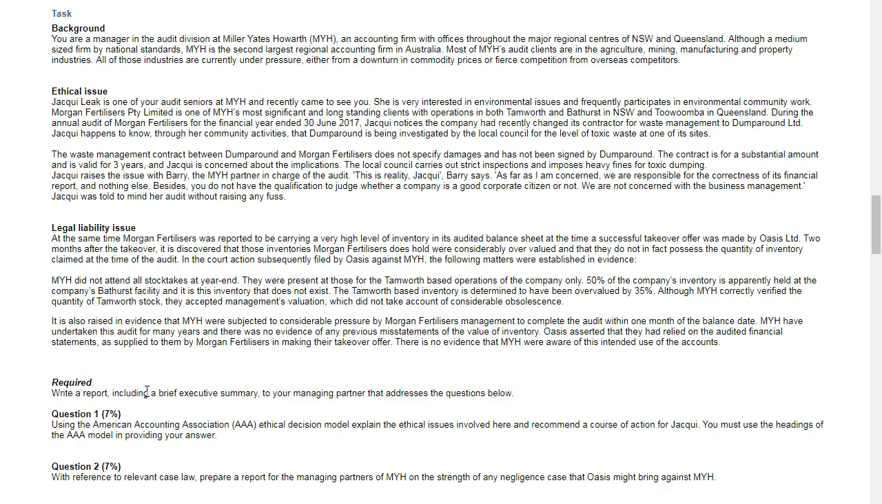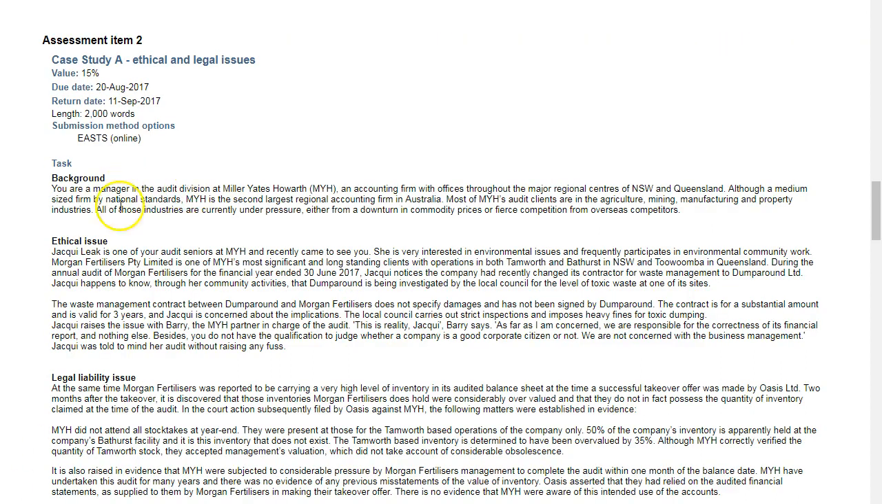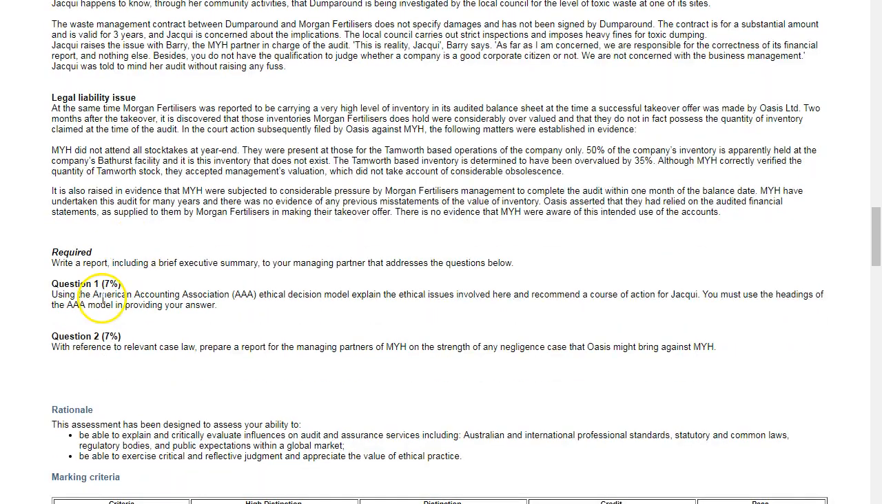Now we're going to have a look at each question, but before you get too carried away, let me be clear that I'm not about to give you model answers. I'm merely pointing out things for you to think about. Okay, question 1, as you can see, is a pretty standard ethical case study from topic 2. Now there are a few ethical decision models in the textbook, but you can see the question clearly states that you are to use the American Accounting Association model to answer the question, so don't use any other model.